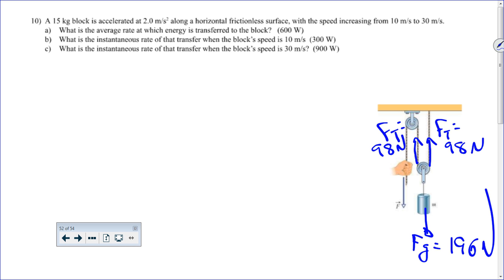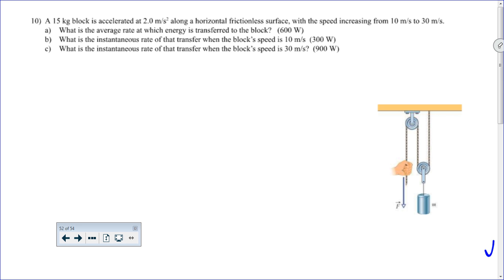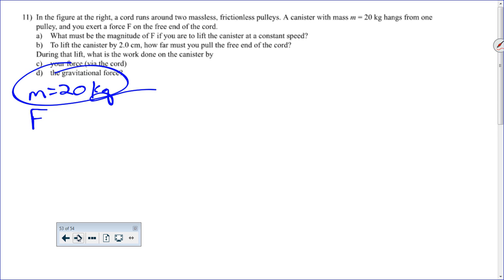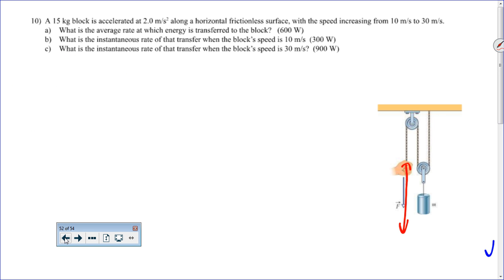Yes. So that's weird. How can I lift a thing that weighs 196 newtons by only using a tension of 98 newtons? Well, here's the deal. Let's think about distance here. Suppose I pull the rope down a distance of 2 centimeters.